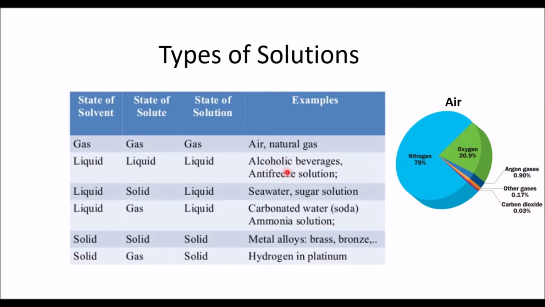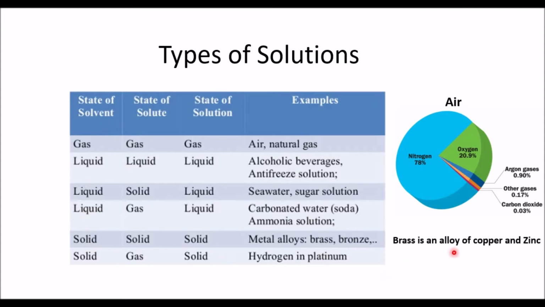In alcoholic beverages, the solute is a liquid and the solvent is also a liquid. In seawater or a sugar solution, the solute is a solid and the solvent is a liquid. In carbonated water or soda, the solute is a gas and the solvent is a liquid. In metal alloys such as brass and bronze, the solute is a solid and the solvent is also a solid.